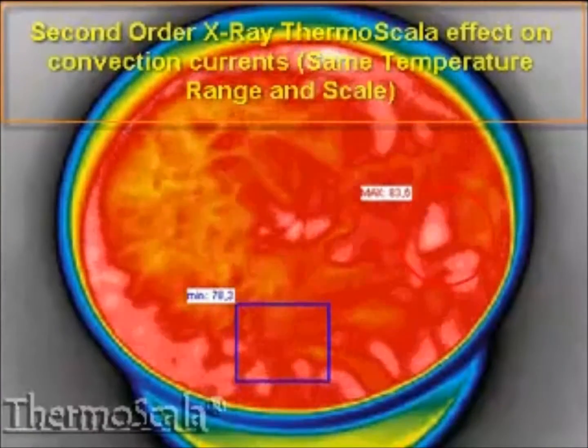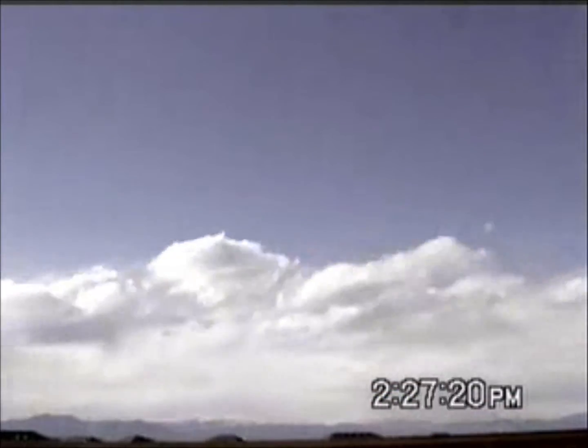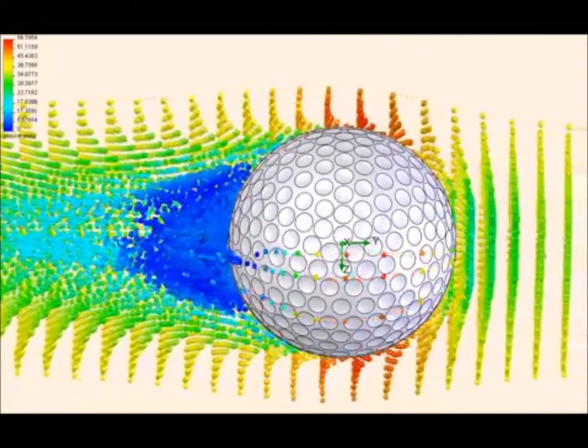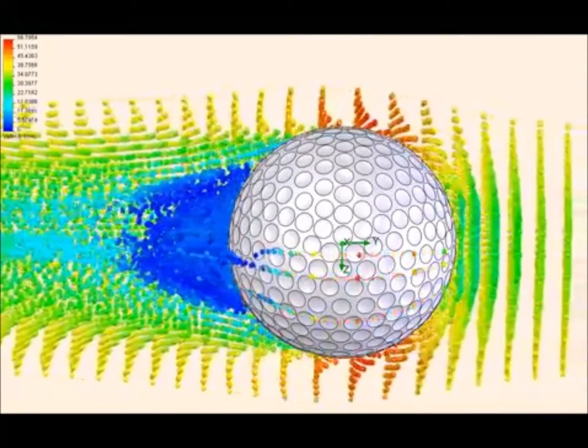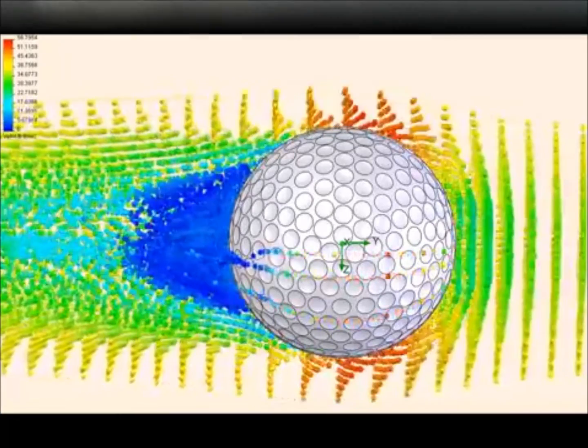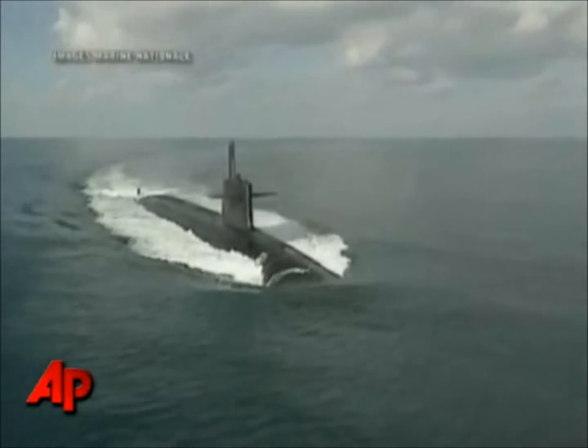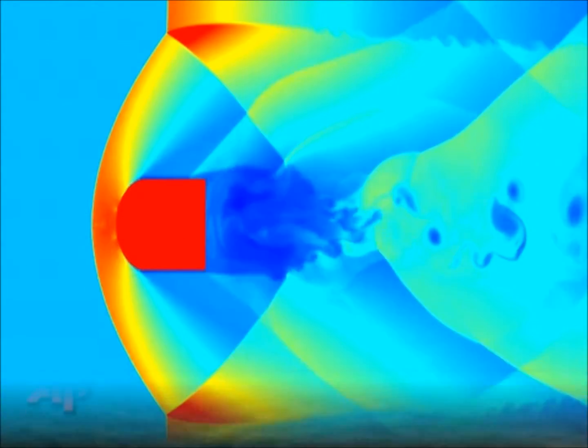Here are some quick examples of turbulence occurring in everyday situations. Boiling water, weather patterns and atmosphere, rising smoke, the flow of air around a moving golf ball, the flow of fluid around vehicles, such as an airplane, car, or submarine, and the flow of air around a traveling bullet.